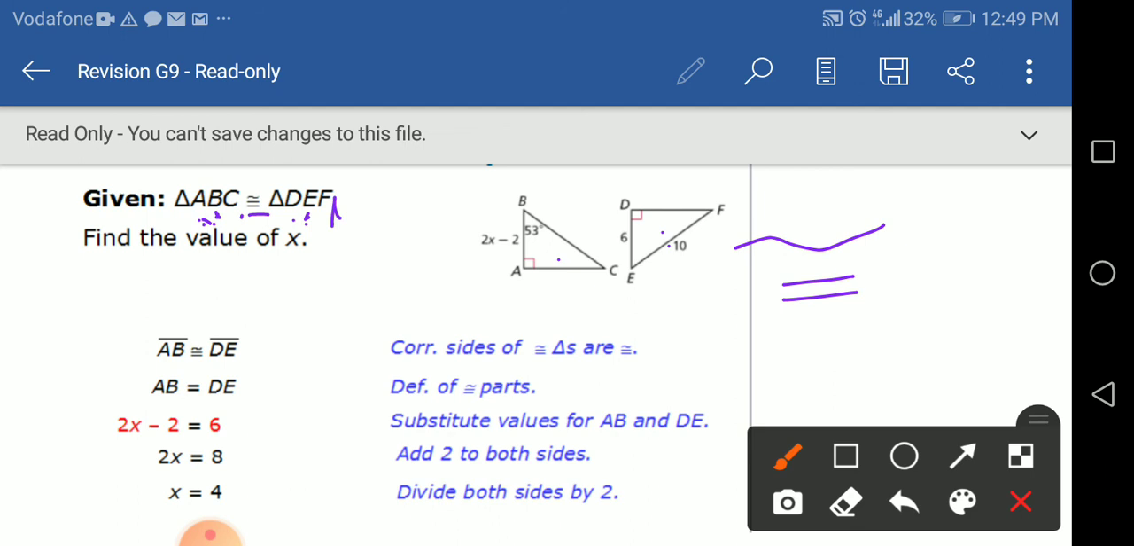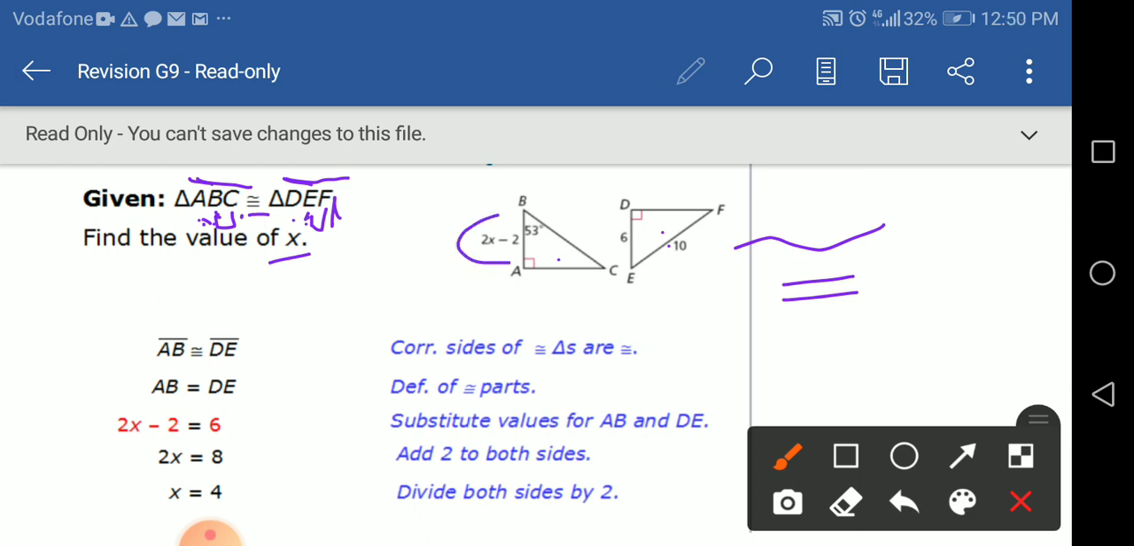Okay guys, and also the sides. Segment AB is congruent to segment DE. Segment AC is congruent to DF. BC is congruent to EF. So I have here, what's the question? Find the value of x. Now he asks me for the value of x.